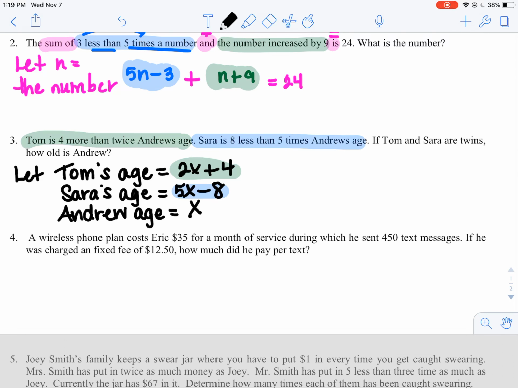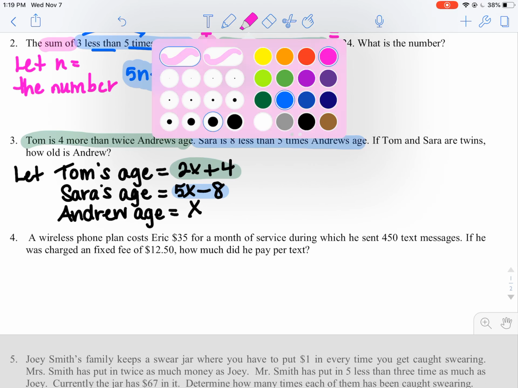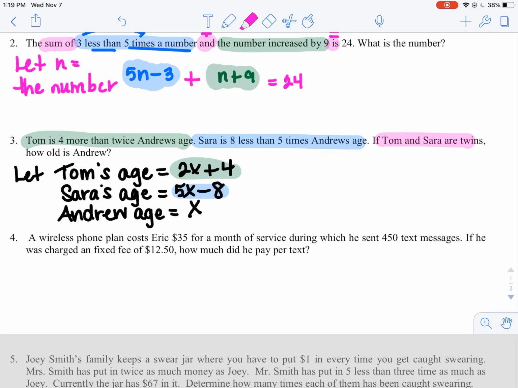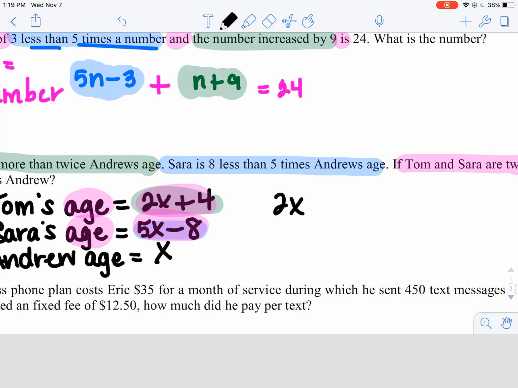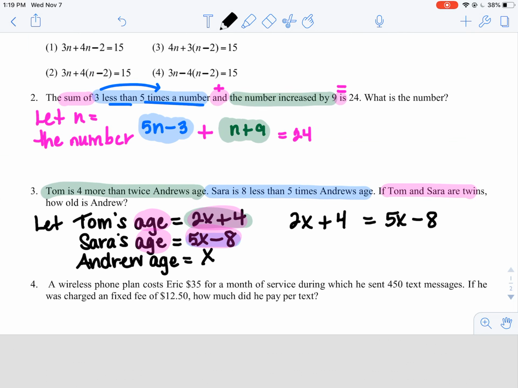So that was the information that gave us our let statements. The next piece of information is going to give us our equation, and that's the fact that Tom and Sarah are twins. If Tom and Sarah are twins, they're the same age, which means their ages are equal to each other. So we can set up our equation. Equation is 2x plus 4 equals 5x minus 8. And then we would solve that for x to find out how old Andrew is.